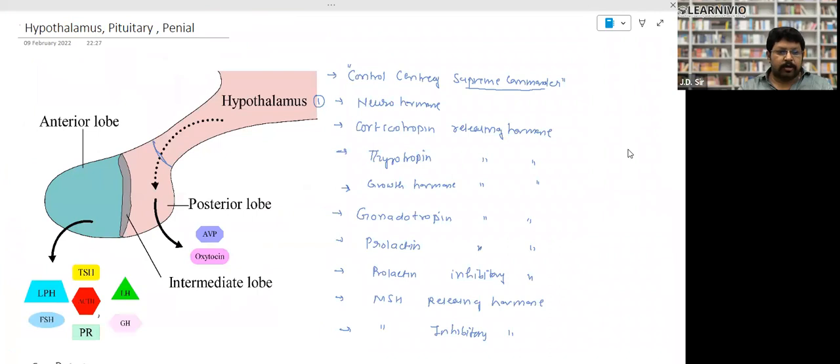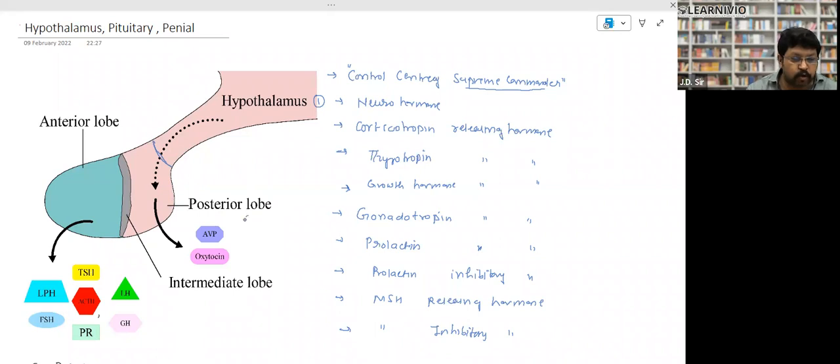Come to the hypothalamus gland. Look, this is the hypothalamus gland, right? The hypothalamus gland does not secrete any enzyme itself. Basically, the hormones which are made in the hypothalamus gland are secreted by the posterior part of the pituitary.